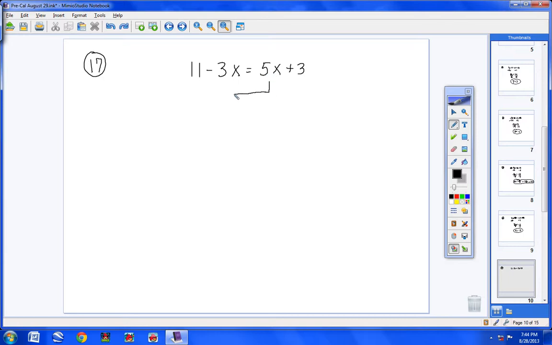I'm going to bring this positive 5x over. When I bring it over, it becomes a negative 5x. I change the sign, and now this is gone.